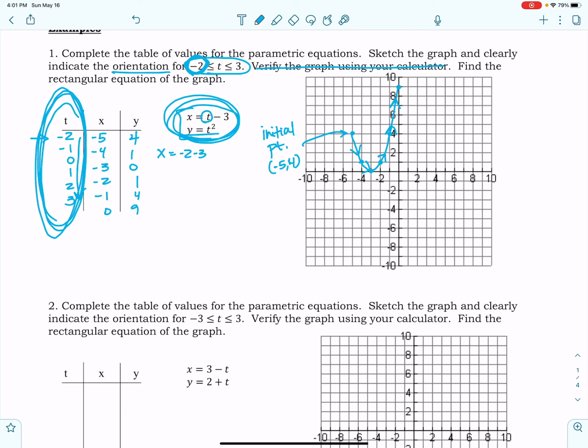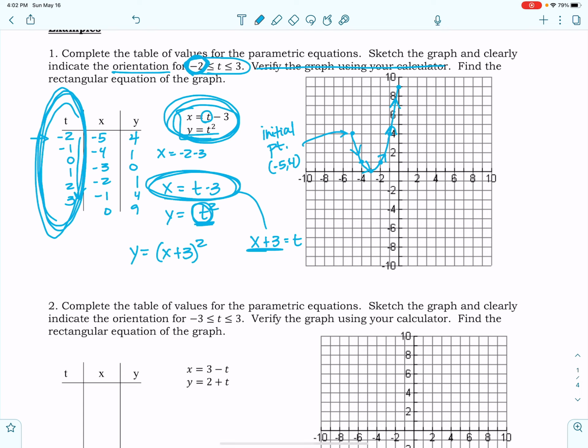So when we create our rectangular equation, we're going to look at x equals this and y equals this. Typically we write our rectangular equations as y equals something. So I am going to solve this equation for t so that I can substitute it into the y equation. I'm just going to solve for t here, which means I add 3 to both sides. So now I'm going to replace this t with x plus 3. So that means y equals (x plus 3) squared.